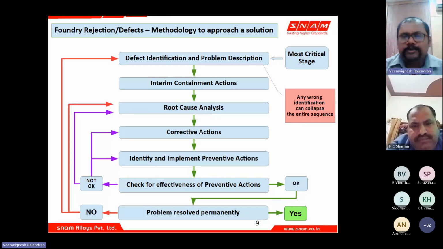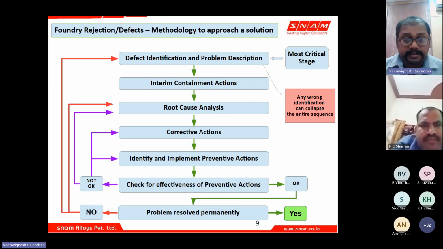A problem description should involve every aspect of the defect. When did the defect come? When was it found? How much is the defect? What is the severity of the defect? In how many places has it occurred? Since when is it being observed? So, a detailed description of the defect.